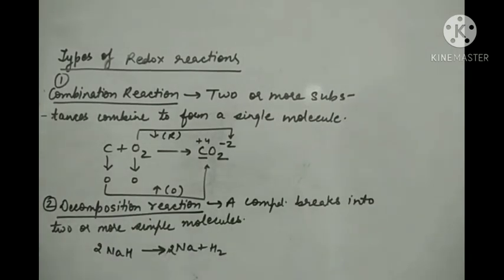Now next is decomposition reaction. Decomposition reaction means a compound breaks into two or more simple molecules. For example, NaH gives Na plus H2. Now the oxidation state of sodium is +1, hydrogen is -1 here, we already know. Now here sodium is 0 and hydrogen is 0. So you can see that +1 to 0, it is decreasing, reduction, and -1 to 0, it is increasing, that is oxidation. So decomposition reactions are also a type of redox reactions.